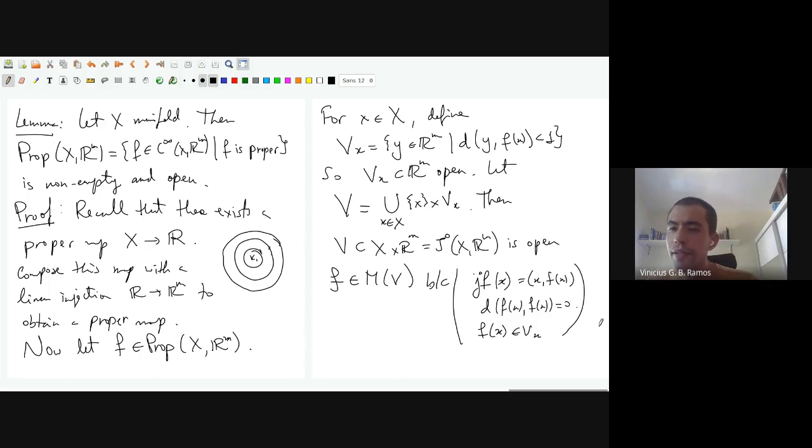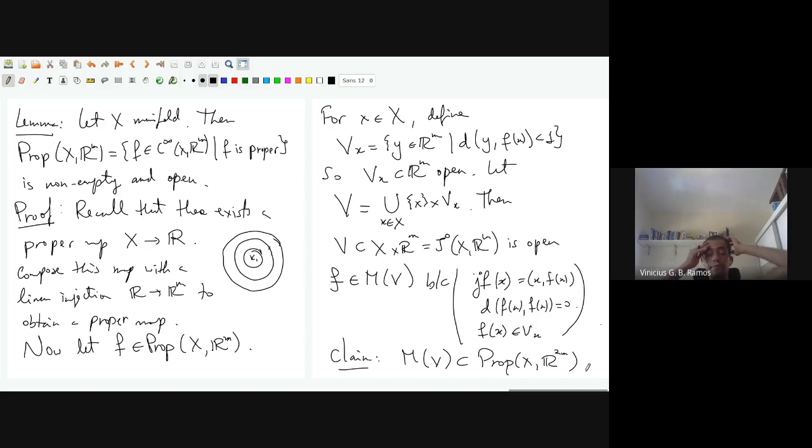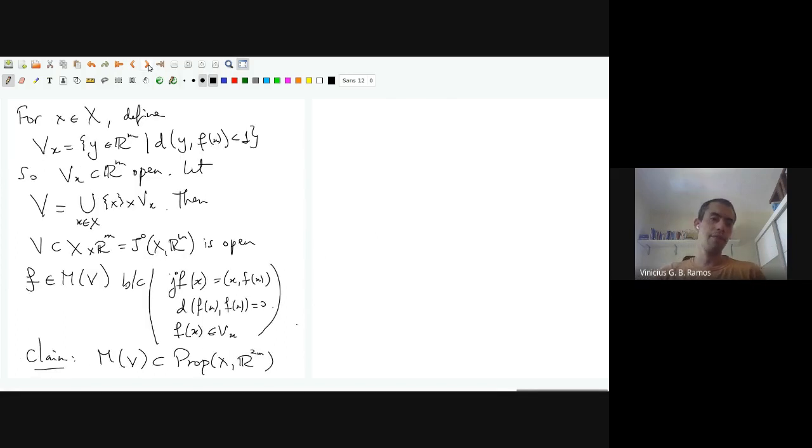So what we're going to do now is show that M of V is contained in the set of proper functions. So I claim that everything in M of V is proper. Basically, M of V is a set of functions that don't move f too much; for each point, the image is not too far away from the image of f. So that's what M of V is.